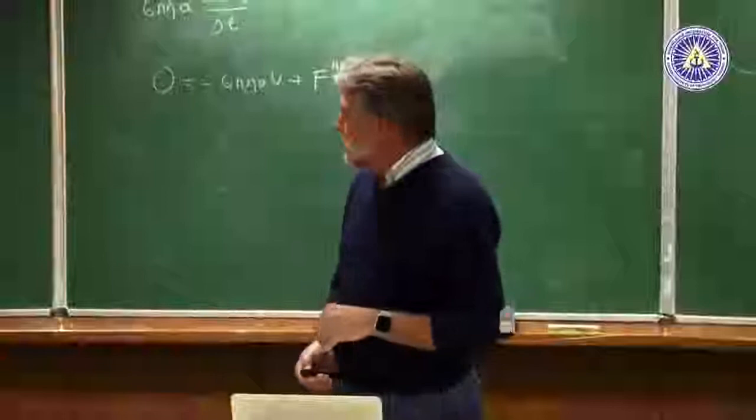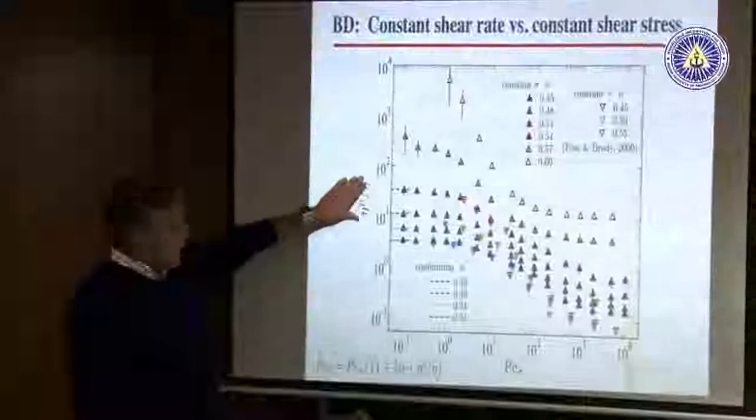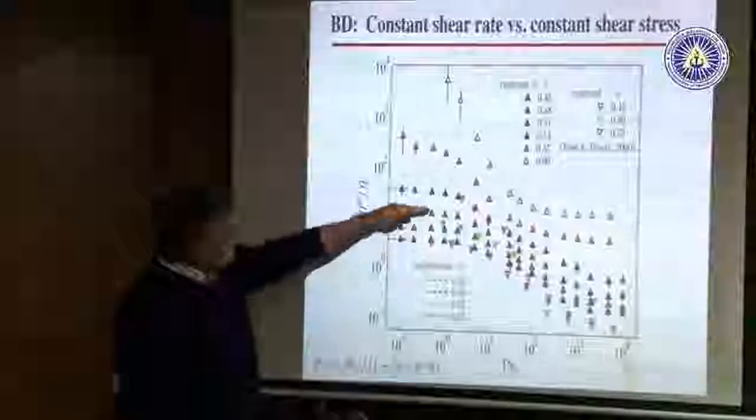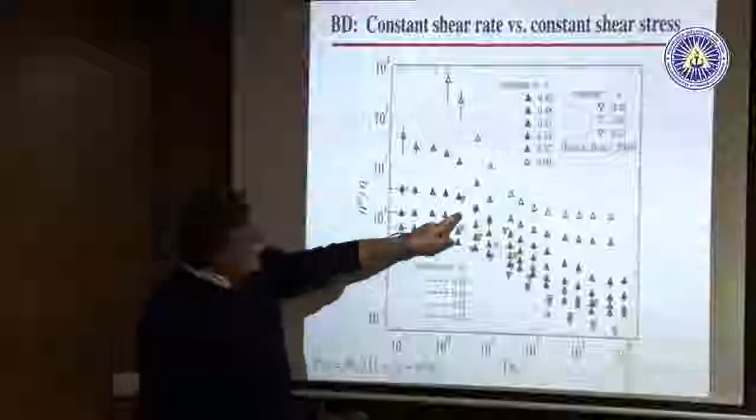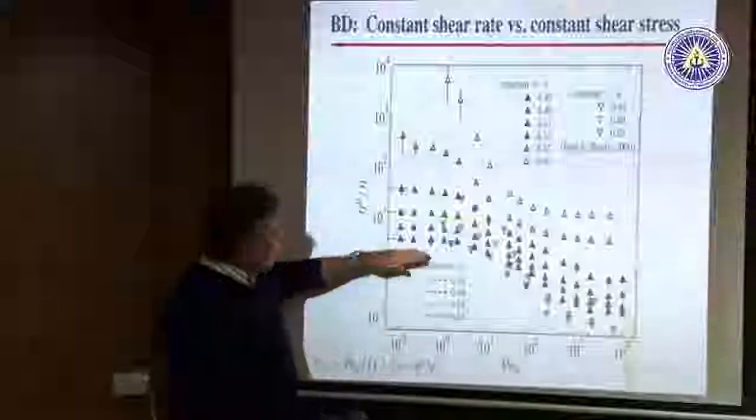So let me show you some results comparing this procedure for both constant shear rate and constant shear stress. This shows you the viscosity, not the Einstein part, just from the particle collisions, as a function of this non-dimensional shear rate for increasing volume concentrations. Start off with the blue. The blue symbols, the right triangles that are solid, are all constant stress. The upside-down triangles are all constant shear rate instead. And you see they all agree pretty well with each other.